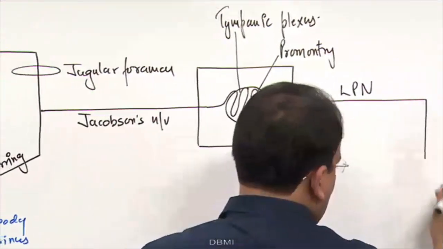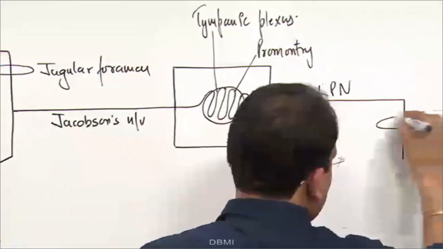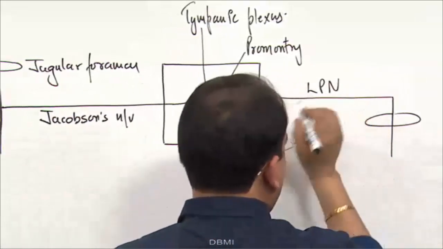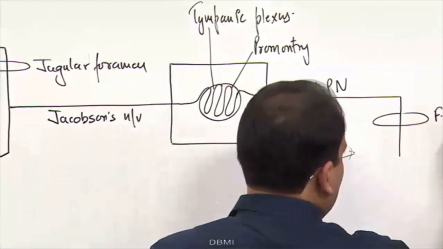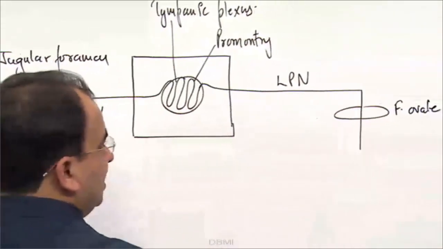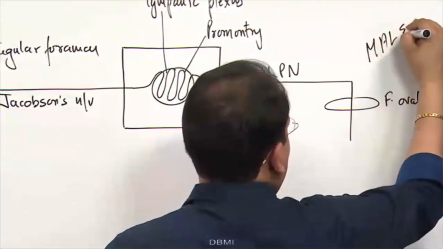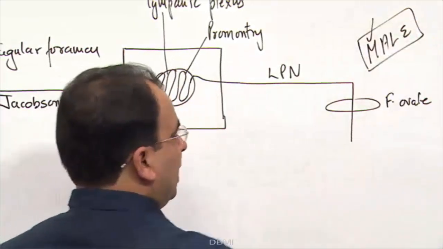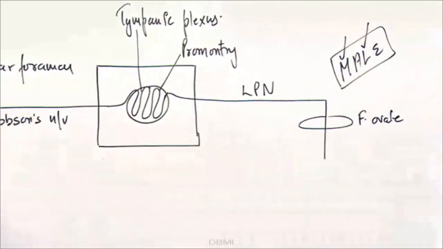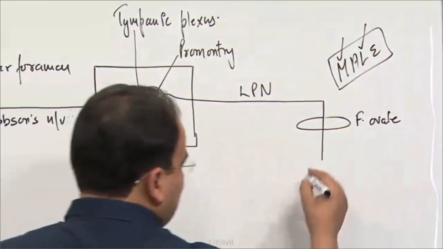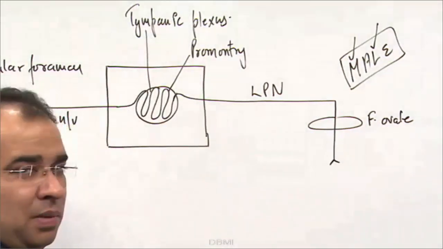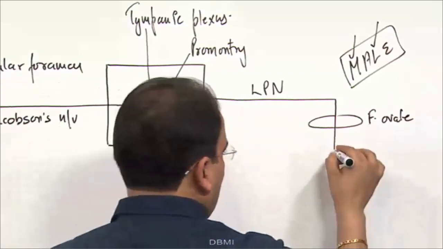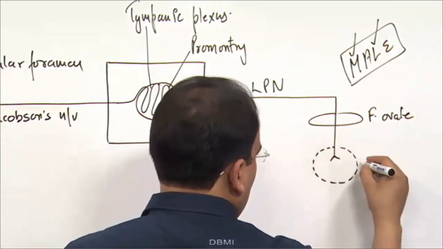This lesser petrosal nerve comes out through which foramen? Once again, the mnemonic: foramen ovale for MALE. So L is for the lesser petrosal nerve coming out of the foramen ovale. We are already done with M, the mandibular nerve, and now we are talking about L, the lesser petrosal nerve. If you remember, foramen ovale is a superior relation of which ganglion? That is the otic ganglion. So it will go and relay into the otic ganglion.